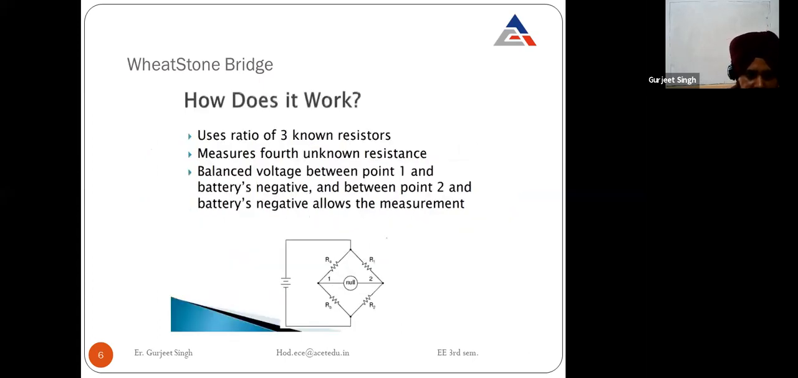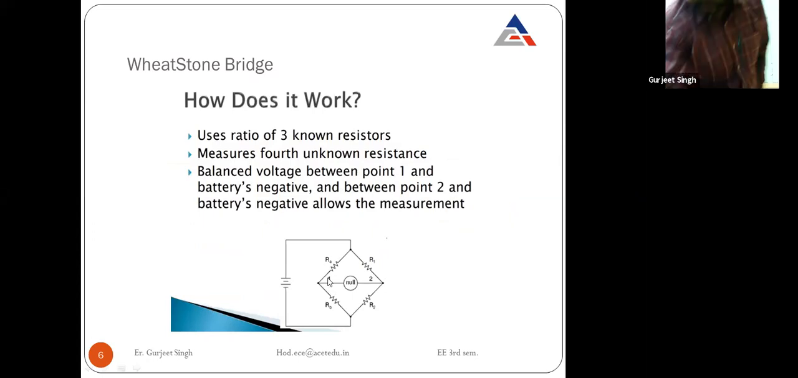And then how does it work? We discussed that it has three resistances, and we will find out the unknown resistance.